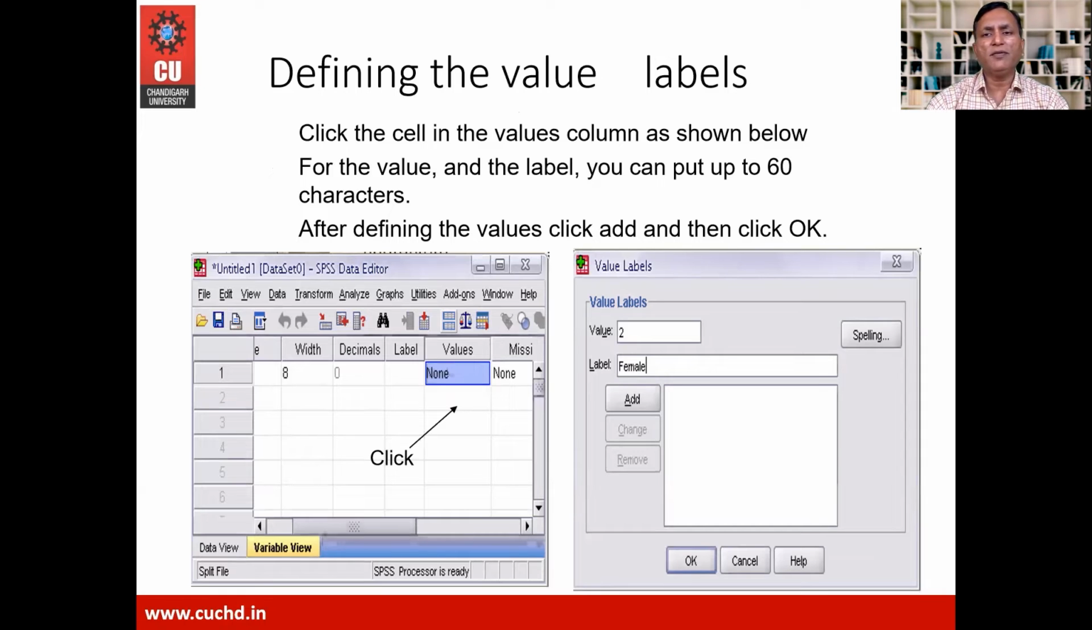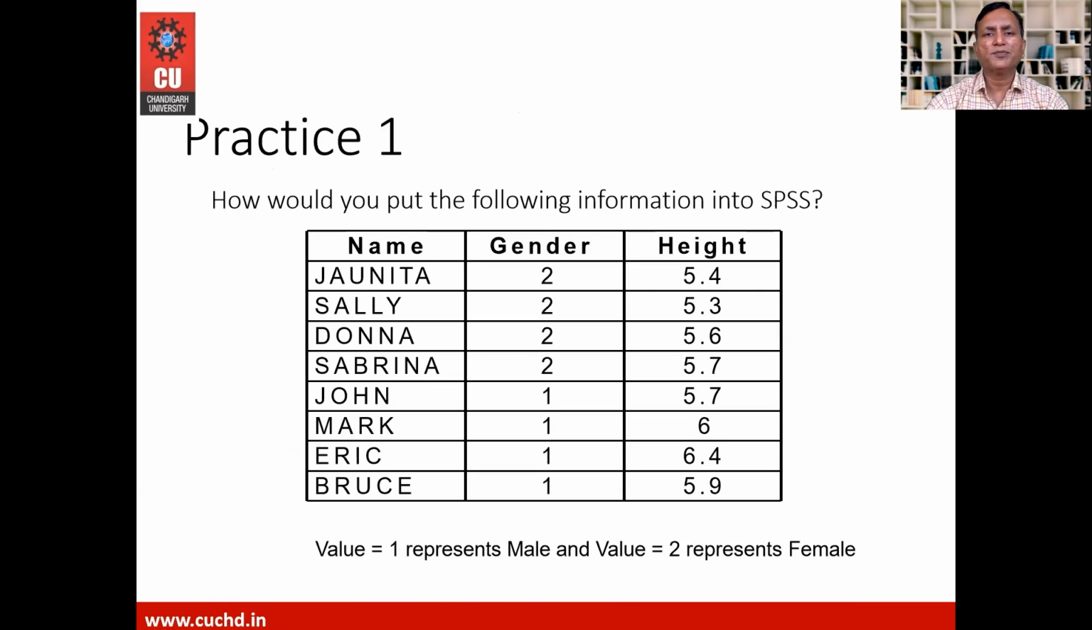Next, after defining the value, here is a practice question for you. This is the data which is given: name, gender, and height. So 3 variables we have used: name, gender, and height. In name, only alphabets we have used. In gender, we have assigned values to the given data. Like you can see, 1 represents male and 2 represents female. And for the height, we have again used numbers like 5.4, 5.3, 5.6. Now you have to enter this data in SPSS.